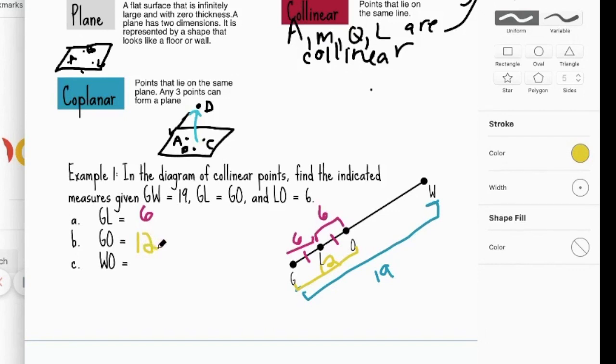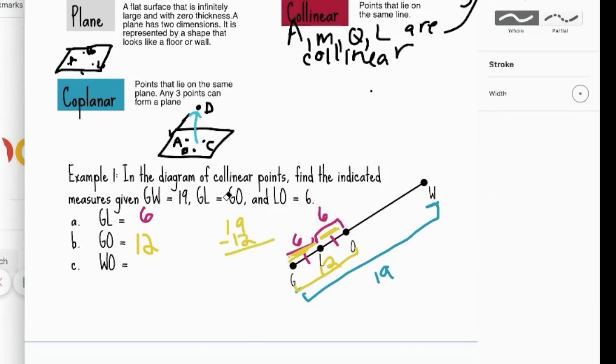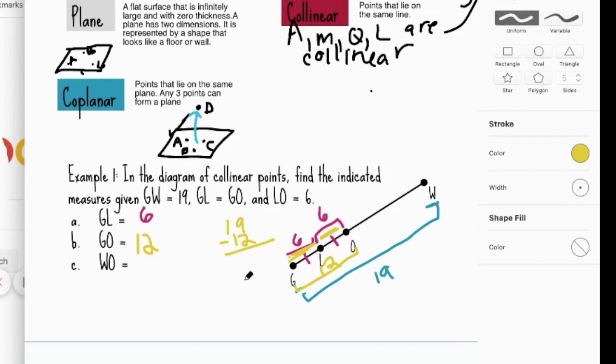And lastly, they want us to find WO. Well, I know that this part is 6. This part is 6, and the full thing must be 19. So if I did 19 minus 6, or I could just do minus 12. So we have 7. And so OW is 7. And so 7 would go here. Anytime you find a measure, it can usually be helpful to write it on the diagram in case you need it for something else. So that's a habit I try to be in.